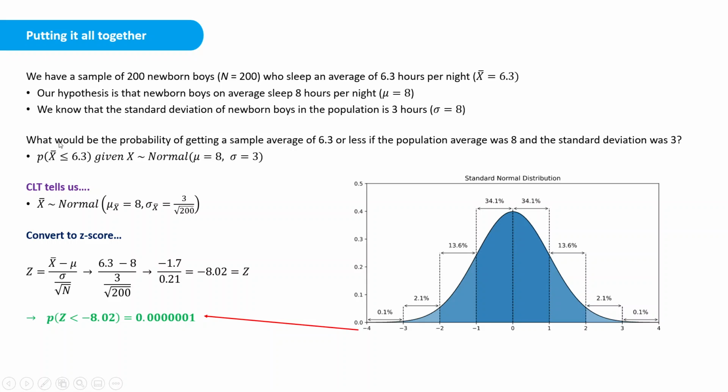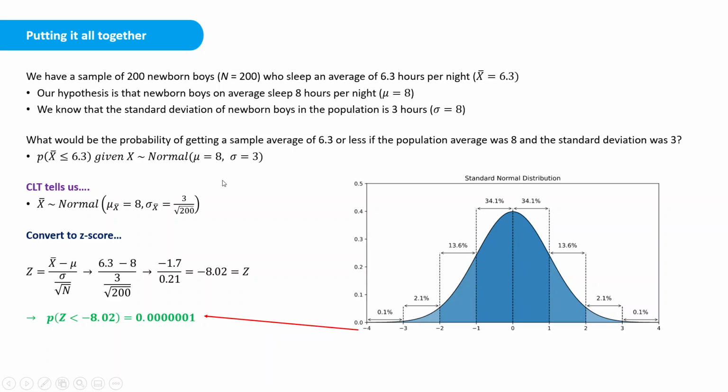So what would the probability of getting a sample average of 6.3 or less be if the population average was 8 and the standard deviation was 3? That's just the question that we're seeking to answer. And we can write that in notation as the probability P that x bar is less than or equal to 6.3, given that x, the values of the newborn baby boys' sleep, that's what x represents, is normally distributed in the population with a population mean of 8 and a standard deviation of 3.